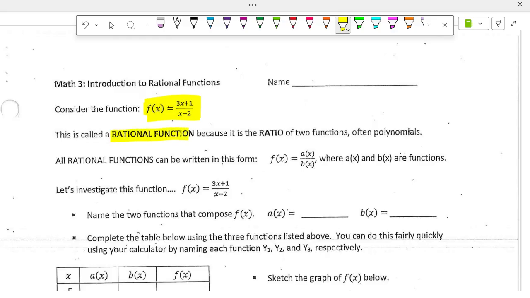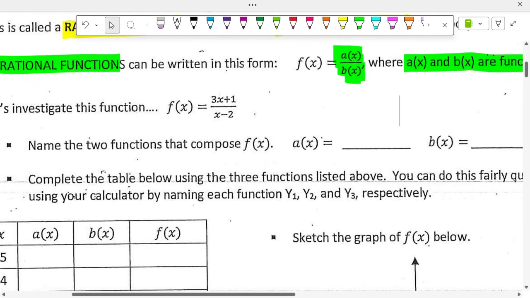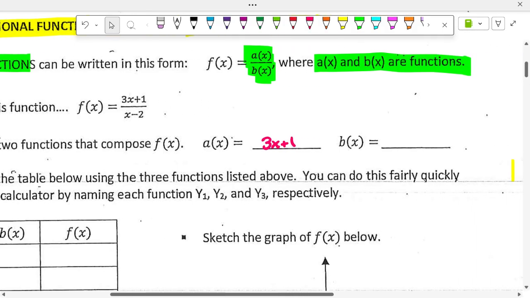So remember, it's called a rational function because it's a ratio of two functions. More often than not, they're polynomials. So, all rational functions can be written in the form a of x over b of x, where a of x and b of x are functions. So, if I was looking at that 3x plus 1 over x minus 2, my a of x would be which function? The top one, 3x plus 1. What's the b of x? x minus 2.